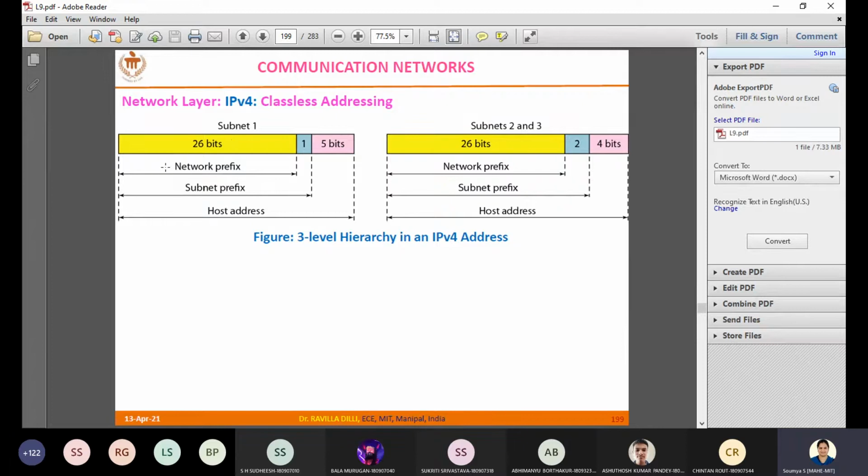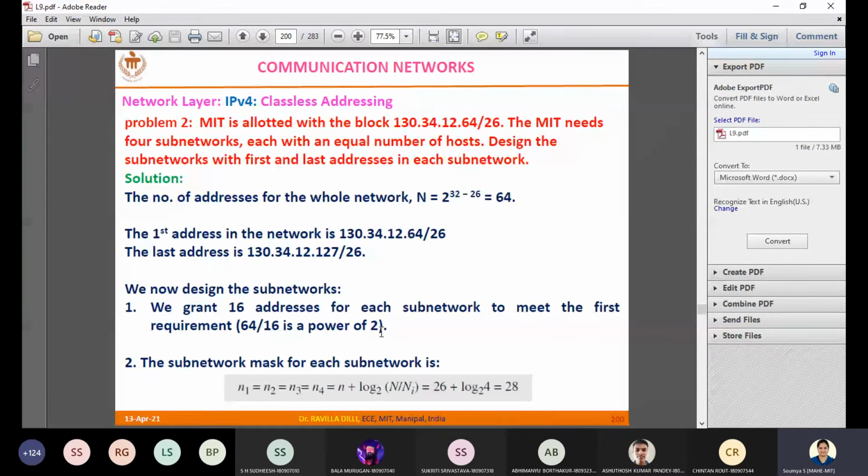What is it? The 26 bits is the network prefix. Then there is 1 bit for subnet prefix and 5 bits for host address. Similarly, the subnets 2 and 3.